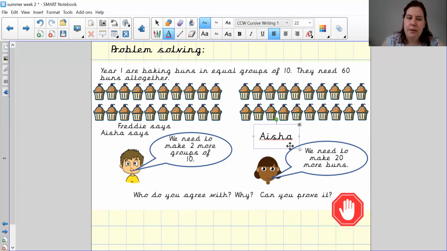Or is it Freddie? And what I would like you to do is you're going to stop the video now and you are going to try and solve this problem. So you might want to prove it. So maybe you can make your own different groups at home to try and solve this problem. Okay? And when you've done that, I look forward to seeing all of your findings on Tapestry. So please stop the video now and solve the problem.